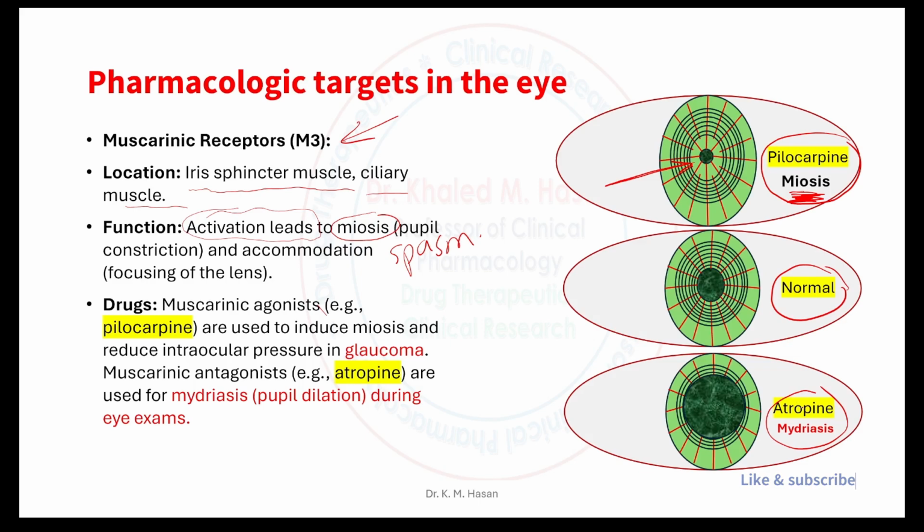However, when you apply atropine, which blocks the muscarinic receptor in the eye, this will lead to mydriasis. So you can see the mydriasis under the effect of atropine. Atropine causes mydriasis, and normally you use it during eye surgery, or during eye examination or retina examination. We use pilocarpine to treat glaucoma, and we know that pilocarpine induces miosis. However, atropine causes mydriasis.